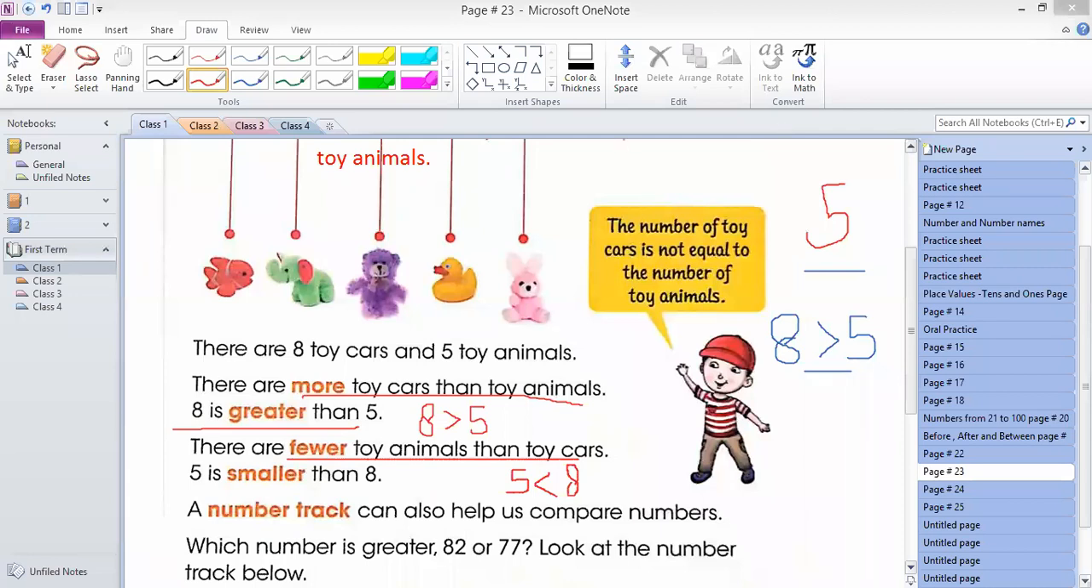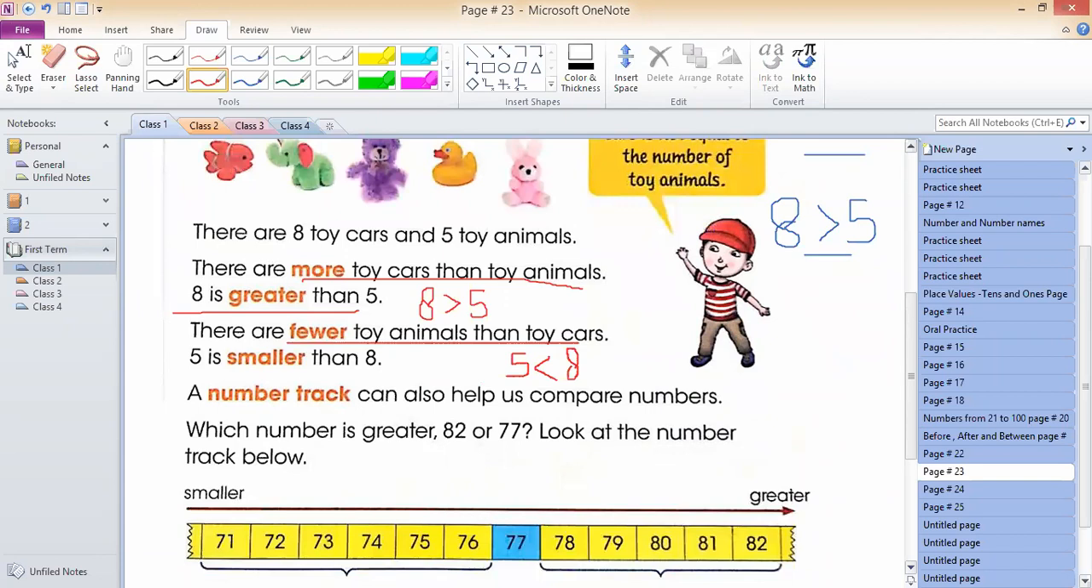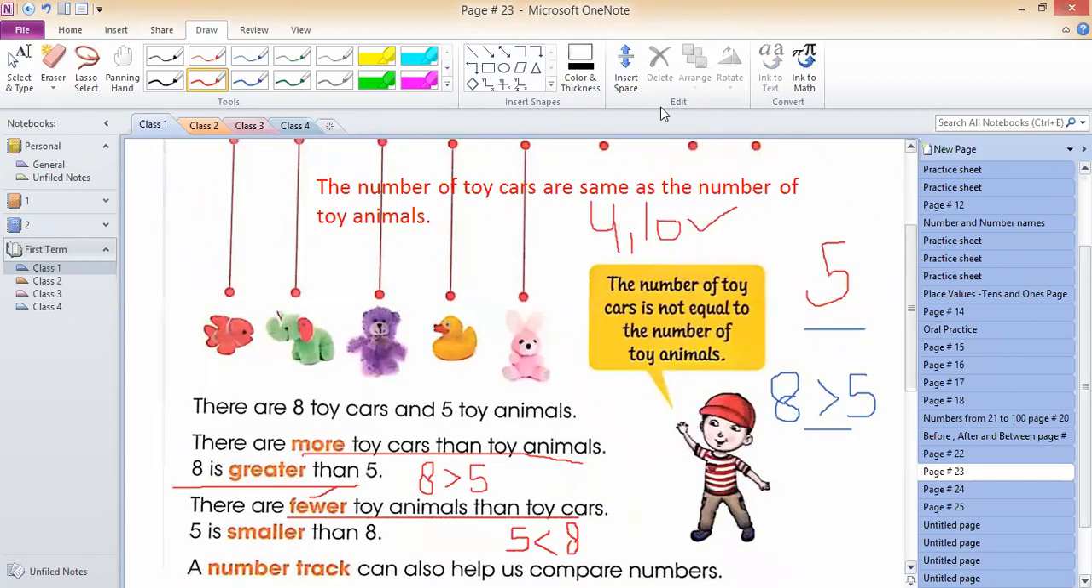Very good. You will say, sir, uncle gave us more chocolates because father gave us 4, whereas uncle gave us 10. So 10 is bigger than 4. 10 is greater than 4. So you will say, sir, uncle gave more chocolates than father. Or you can also say that father gave fewer chocolates than uncle. Is it clear, guys? Yes, sir. Very good.